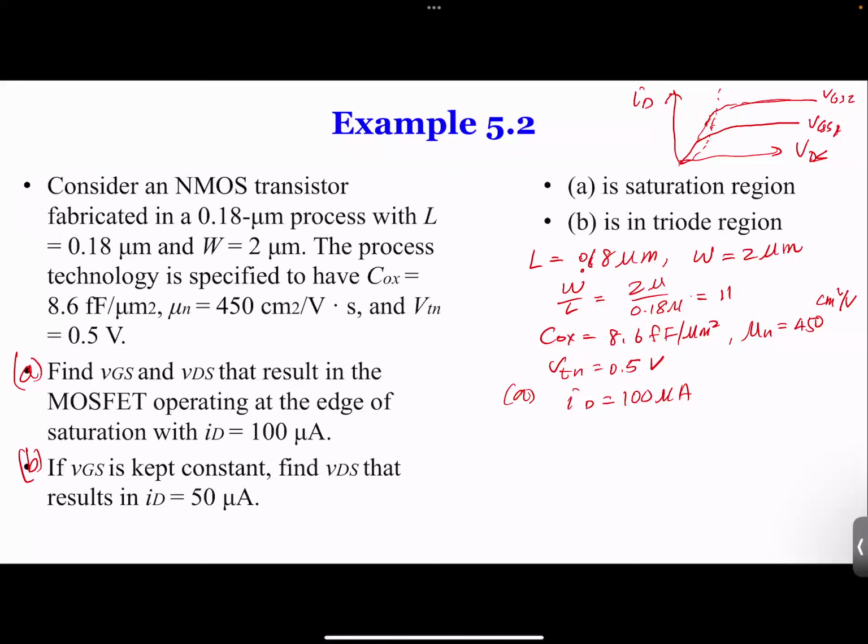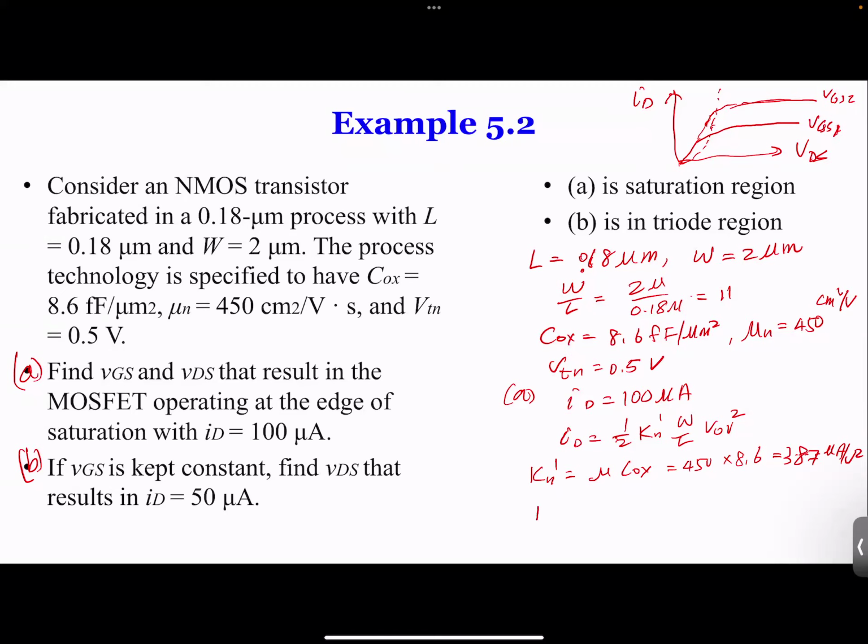Now, at the edge, we know that ID can be written as 1/2 Kn prime W over L VOV squared. And Kn, we can find it. Kn prime is mu times COX, and mu is given as 450 times 8.6, right? So we're going to find some value over here, which is 387 microamps per volt squared. So that's Kn. Now ID is given as 100.